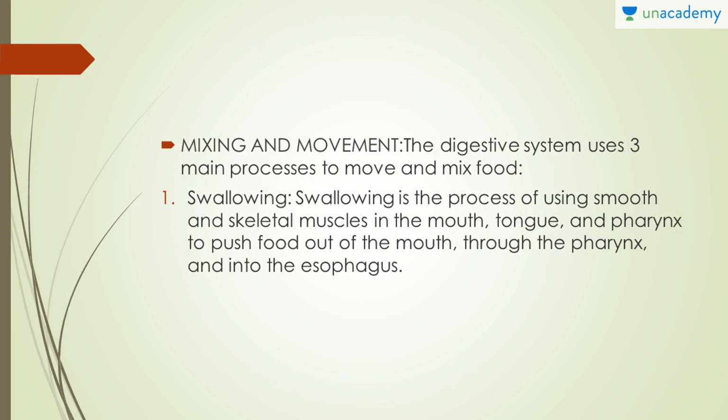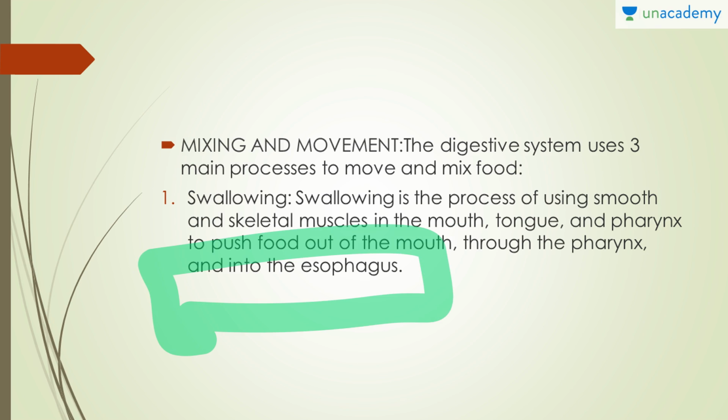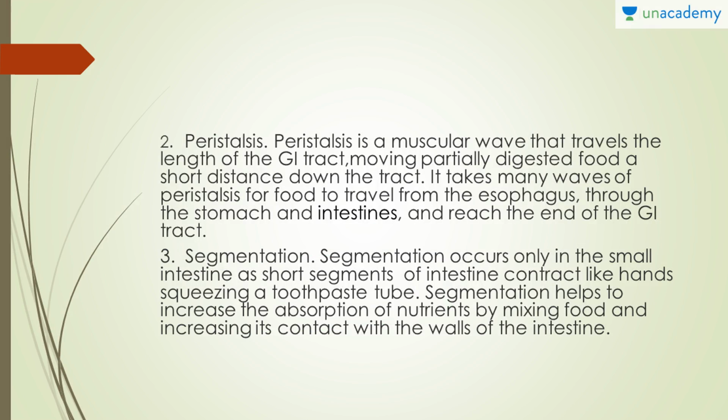Now, the third one is mixing and movement. The digestive system uses 3 main processes to move and mix the food. This is completely theoretical and needs to be understood. The first one is swallowing. It is a process of using smooth and skeletal muscles in the mouth, tongue and pharynx to push food out of the mouth through the pharynx and into the esophagus. That is, it is just forcing the food to go inside, from out of the mouth towards the stomach.